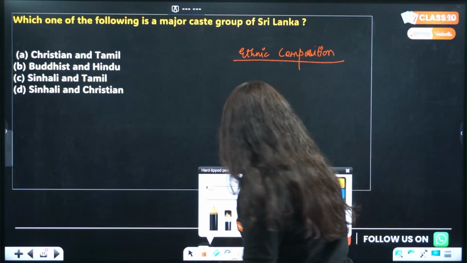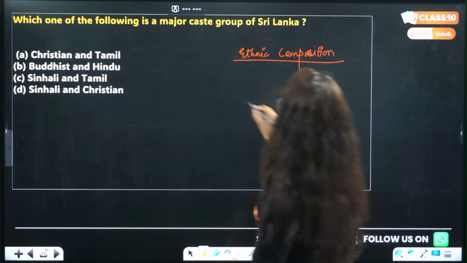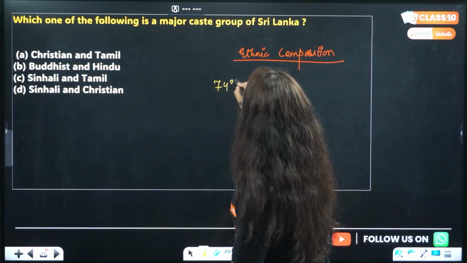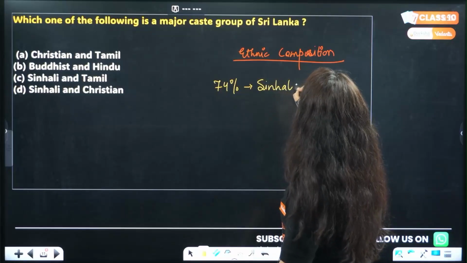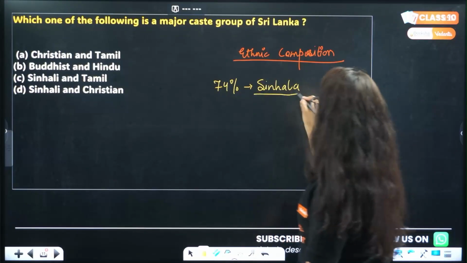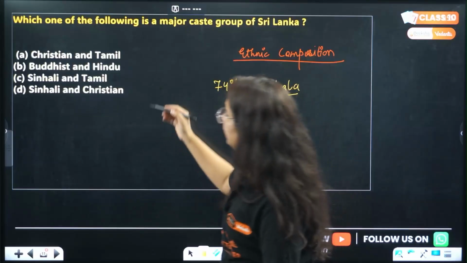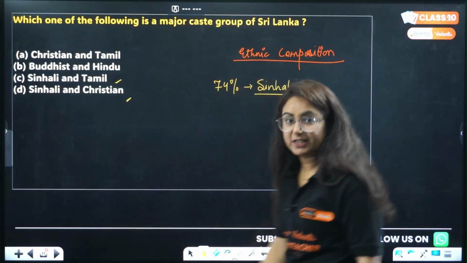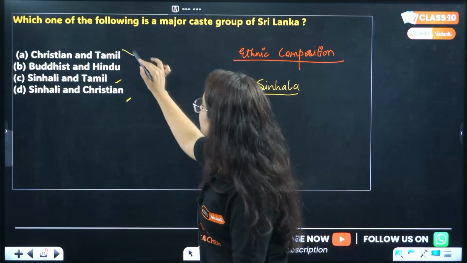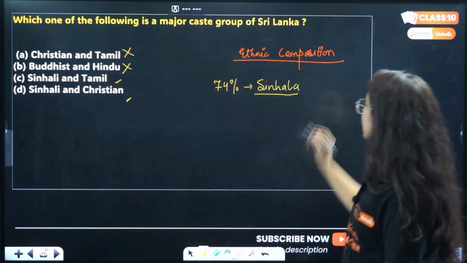Ethnic composition of Sri Lanka. We know that there are 74% people who speak the language Sinhala, right? So, obviously, Sinhali will be the correct answer. In which option is Sinhali there? Here also and here also. Let's wait for the correct option. So, this is wrong. This is wrong.